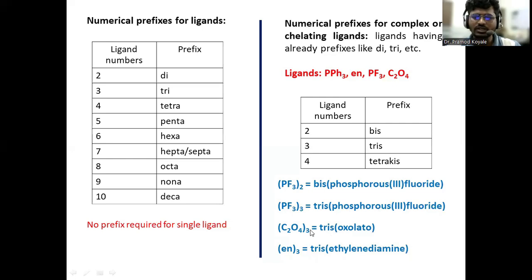Oxalate is also a kind of polydentate ligand. So if we have three oxalates, then it is tris(oxalato), as we already saw in the naming of the negative ligands. In connection with ethylene diamine, it is tris(ethylene diamine). So this is the way to use the prefixes for monodentate ligands and for the chelating or polydentate ligands.